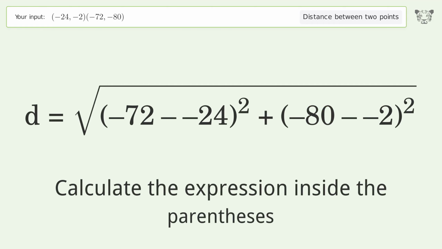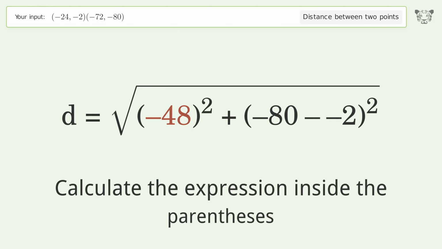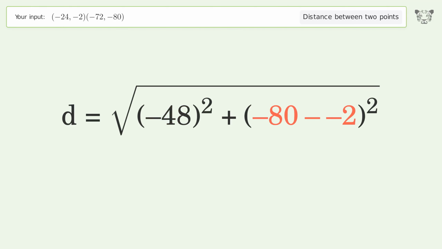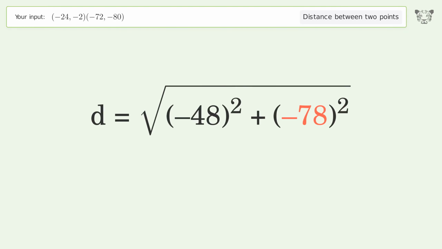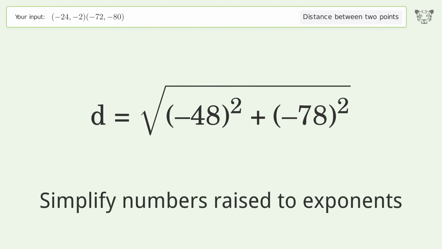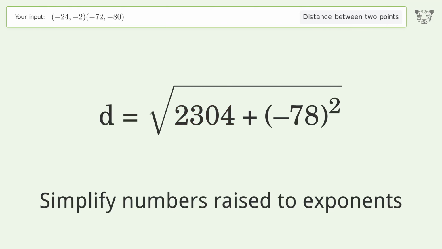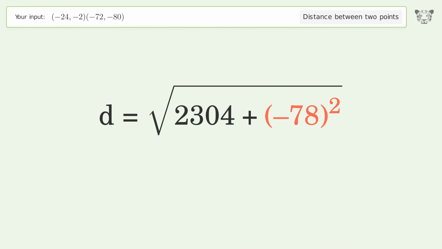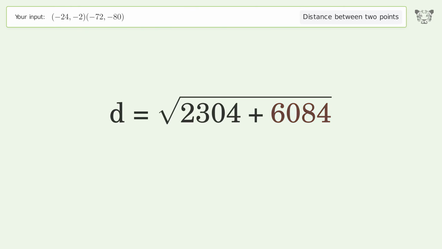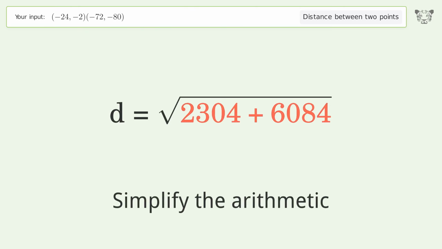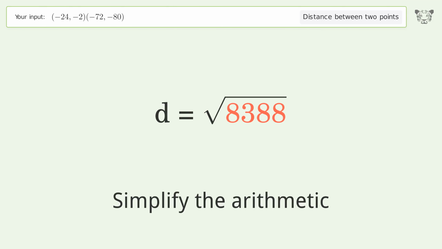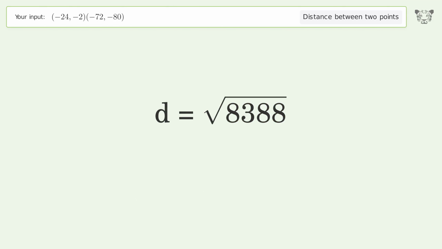Calculate the expression inside the parentheses. Simplify numbers raised to exponents. Simplify the arithmetic. And so the distance between the 2 points is the square root of 8,388, or 91.586.